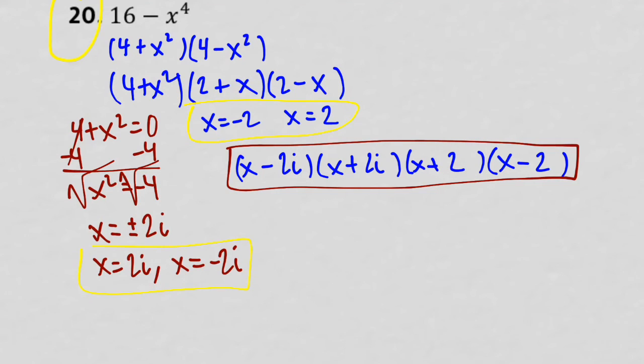Recap, the basic idea is to factor it as much as we can, find all of the roots, all of the zeros, and then write them all in factored form like that. And that is considered completely factored because each one of these gives you the solution. This gives you 2i, this one gives you -2i. This one gives you -2. This one gives you +2.